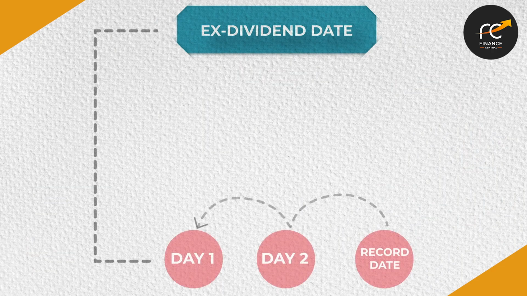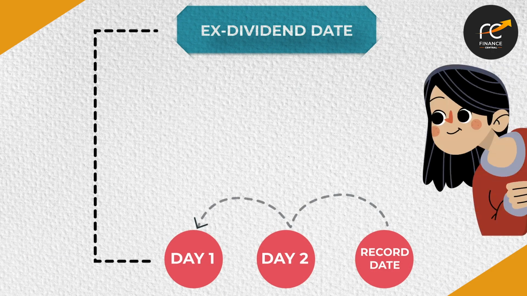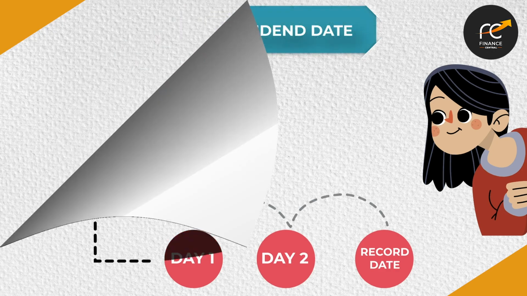Now the ex-dividend date is the date that occurs 2 days prior to the record date. Retail investors or shareholders that buy shares post the ex-dividend date are not eligible for the dividends. This means if you wish to be eligible for the dividends, you need to purchase the shares before the ex-dividend date.